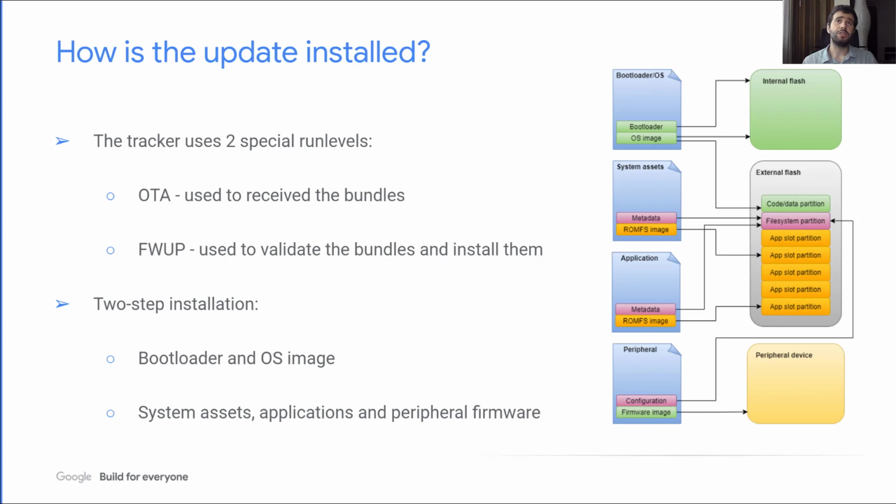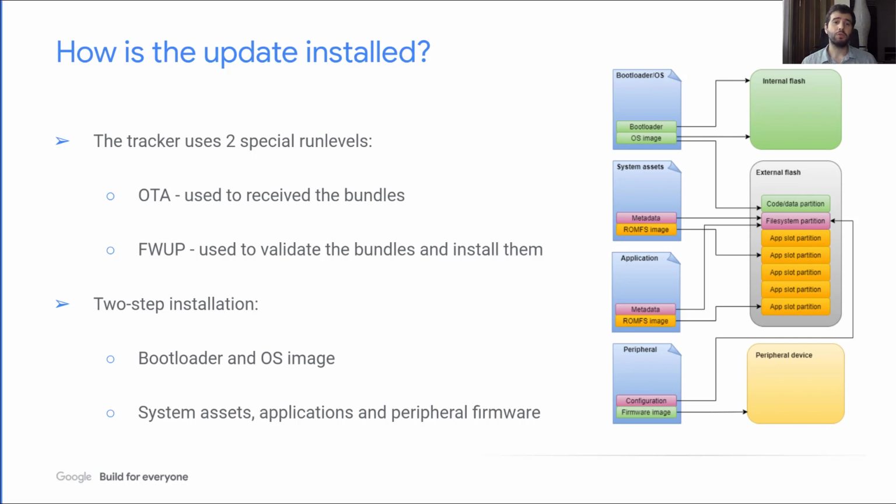How is the update installed on the device? We are using two special RAM levels to free up some RAM memory and to avoid interfering with other tasks. These RAM levels are closing all the unnecessary tasks, including the UI. We have only minimal UI while downloading and installing the bundles. We have an OTA RAM level, which is used for bundle downloading, and a firmware update RAM level, which is used for bundle installation.